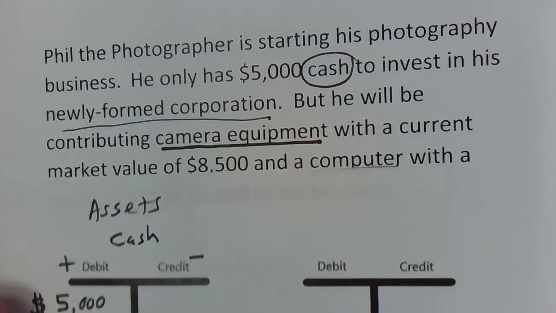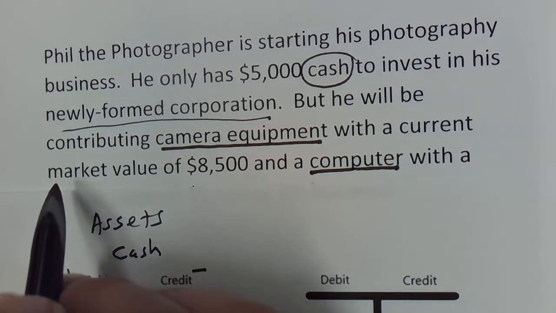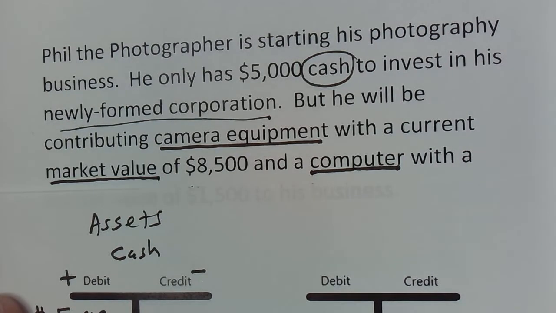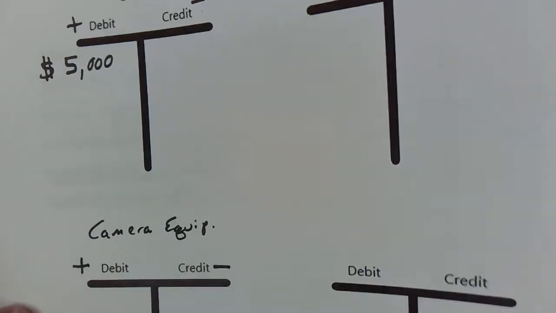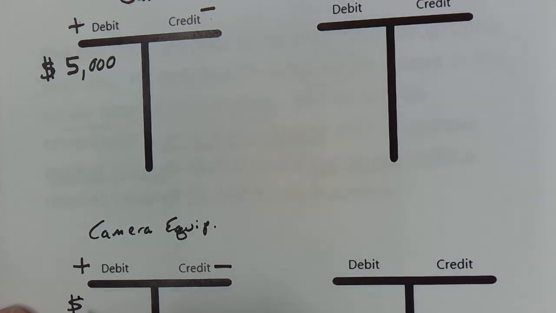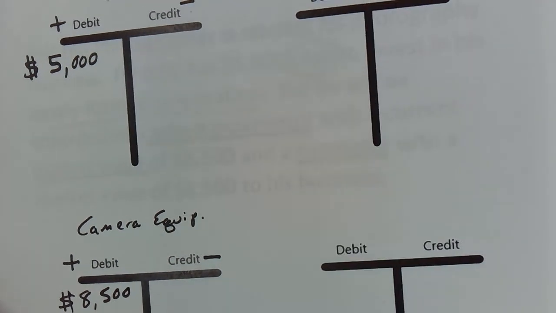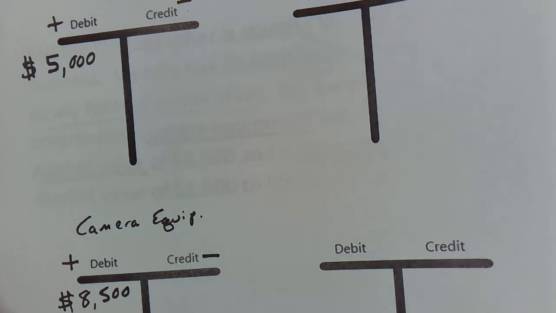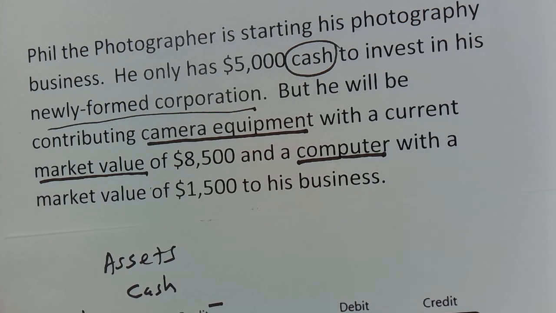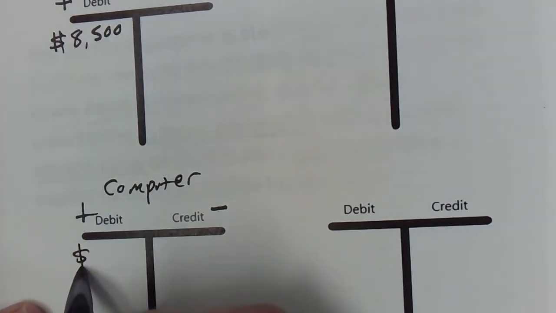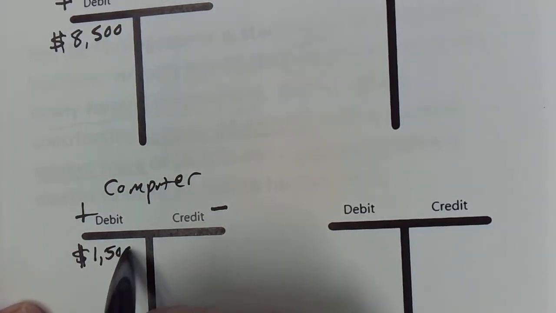The next entry is going to be for camera equipment. And we look at the market value for that. If it has been newly purchased, you would use the purchase price. But in this case, it's equipment that he already owned. So he would have it assessed. And in this case, it's an $8,500 value. We're going to debit camera equipment for that value because it's an increase in an asset for the company. And the last piece of equipment that he is contributing as the owner is a computer with a market value of $1,500. So I'm going to put that here as an increase for computer equipment for $1,500.